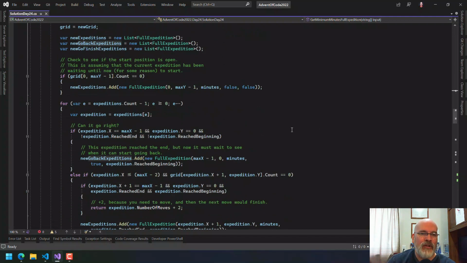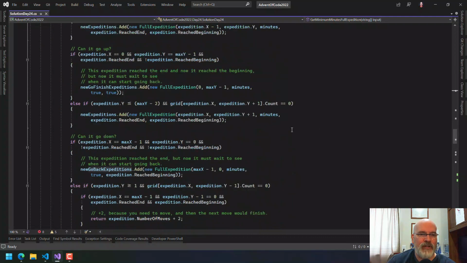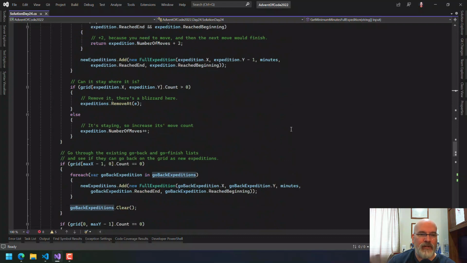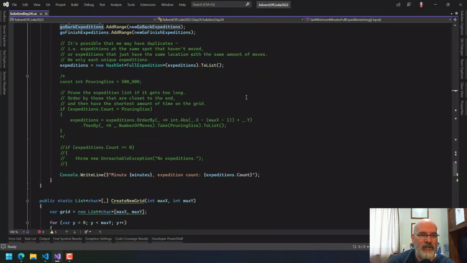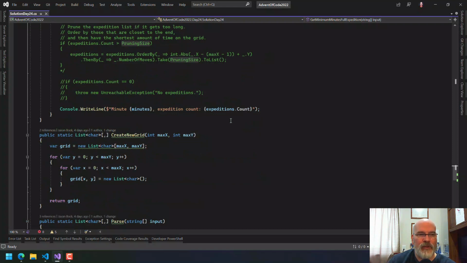Yeah. So I had to put all of that code in here to say, not only could it move in a direction, but could it move off the board and could it come back on? And did it reach the end and did it reach the beginning? And you'll notice I had a pruning size here, but once I realized the duplicates weren't in play and I could just remove those right away, then that made this go much, much faster.